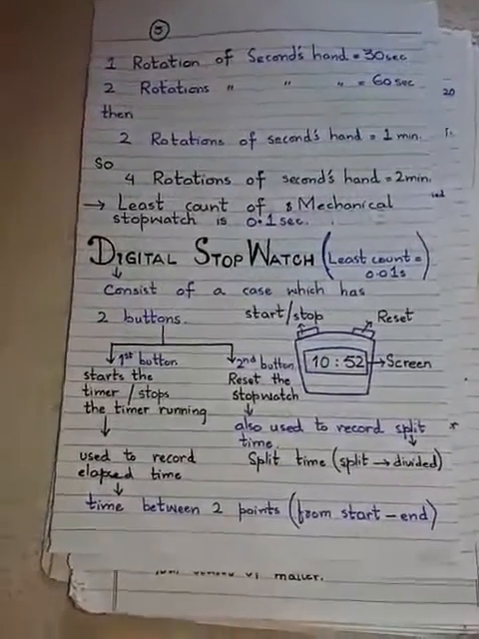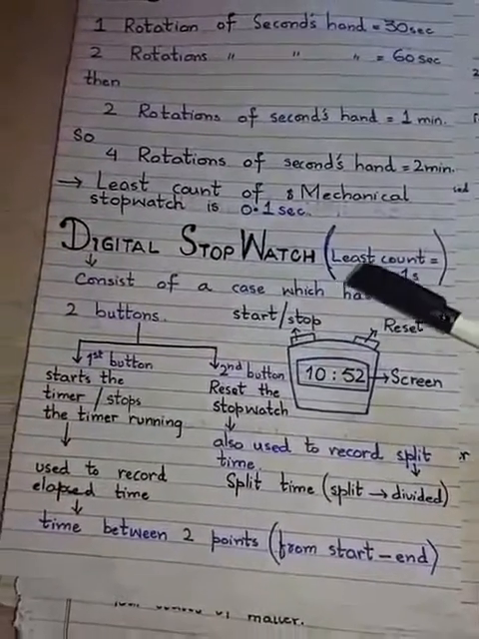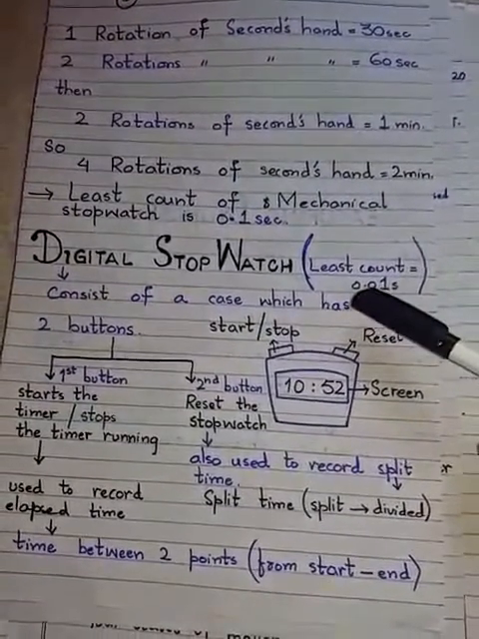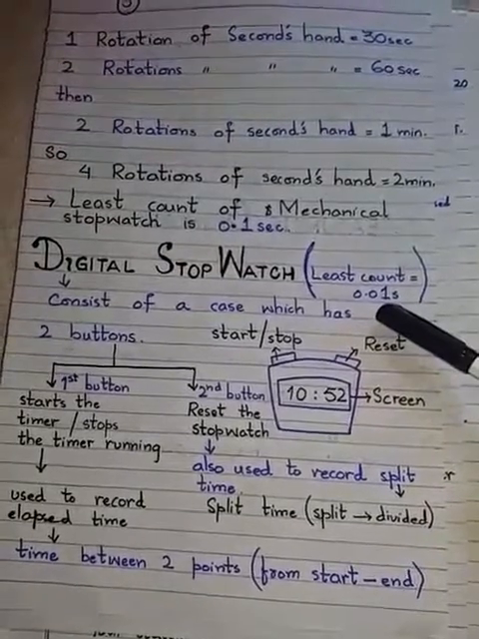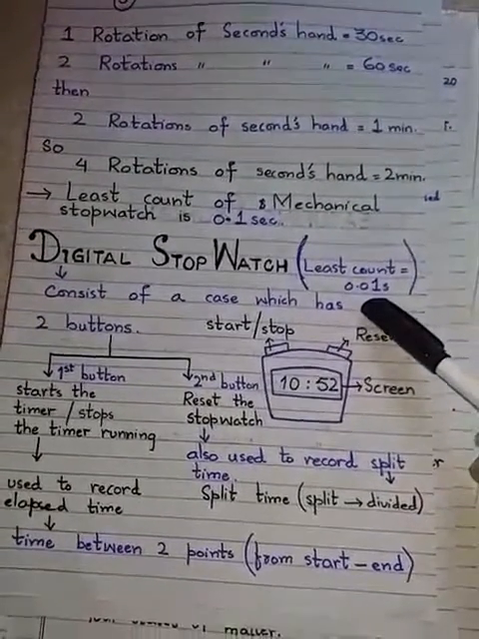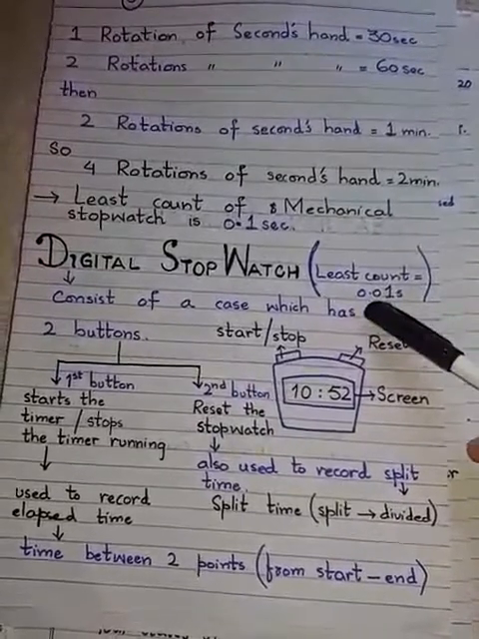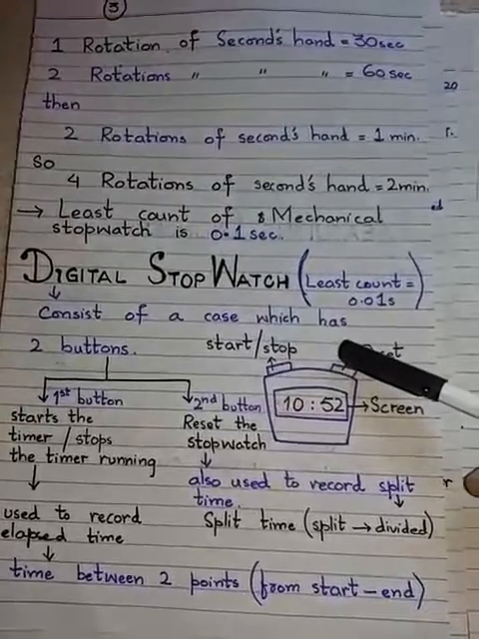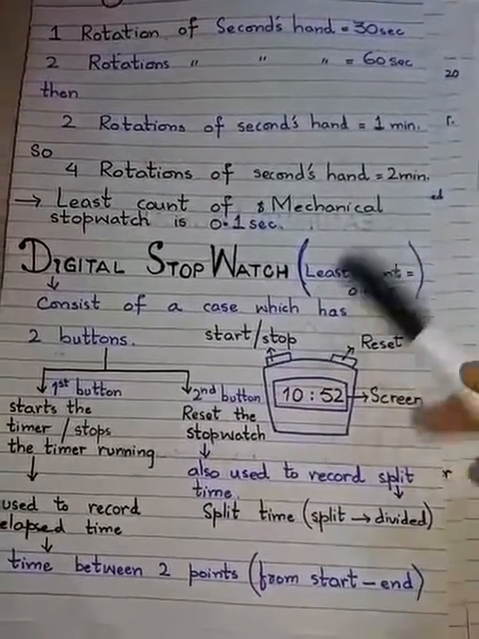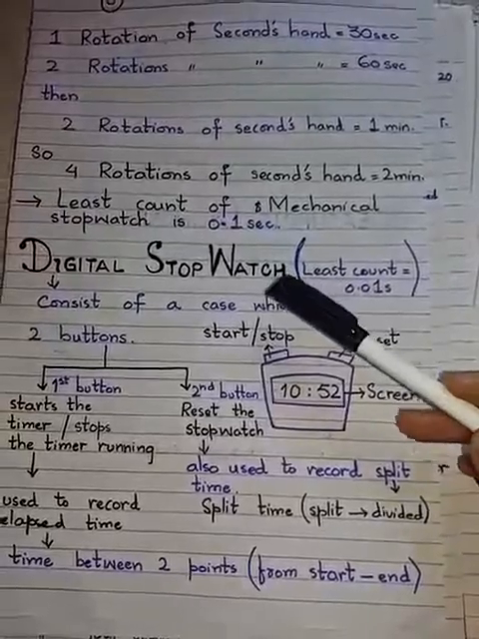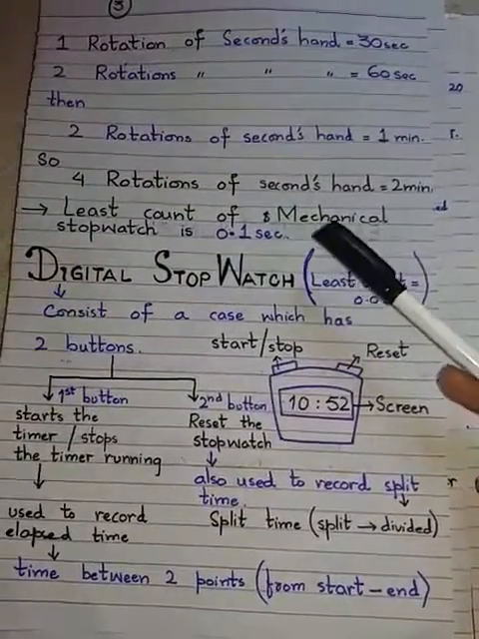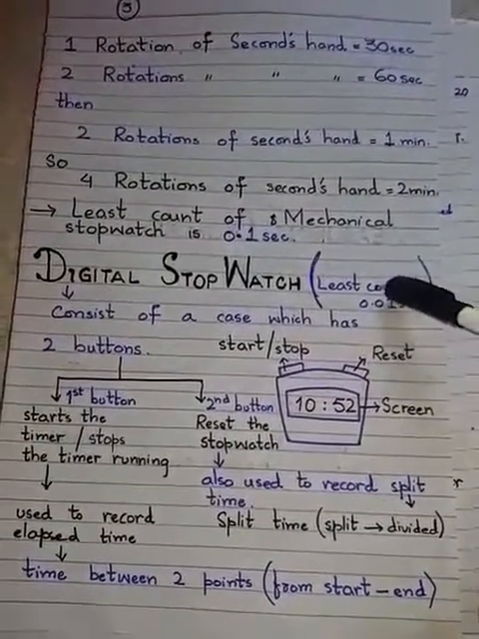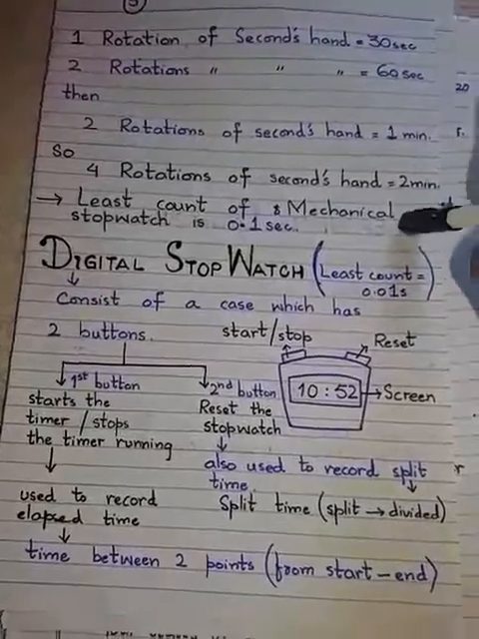So the second type of stopwatch is known as the digital stopwatch. The least count of the digital stopwatch is equal to 0.01 second. As I told you in the previous lecture, girls, the measuring device which has the minimum least count has the maximum accuracy. So as you can see, the least count of the digital stopwatch is smaller compared to the mechanical stopwatch, which means the digital stopwatch is more accurate.